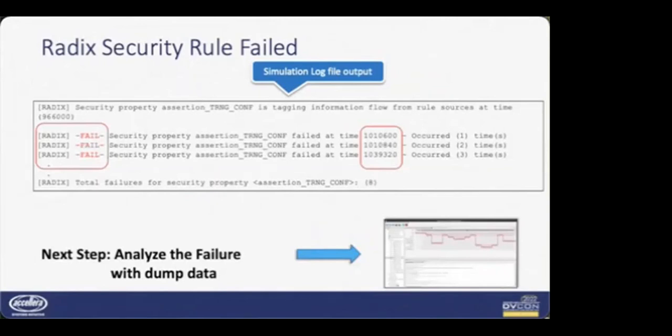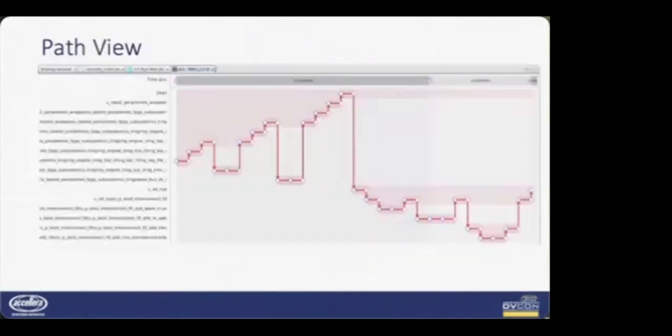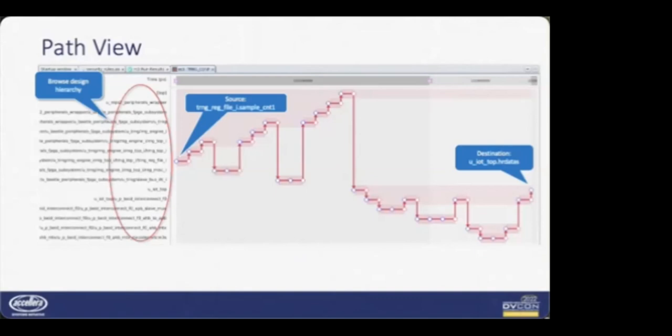Once we know that there are failures running the security rule in the regression, we dump waveform data and we analyze the failure with the dump data. Radix has multiple analysis views that allow the user to track the flow of information from the design, isolate and fix the bug. The first view shown here is Path Viewer. Path Viewer tracks the flow of information in the hierarchy of the design from the source to the destination through time during the simulation.